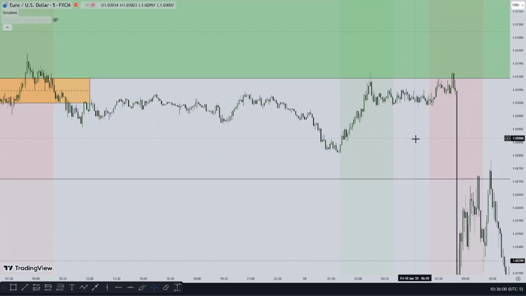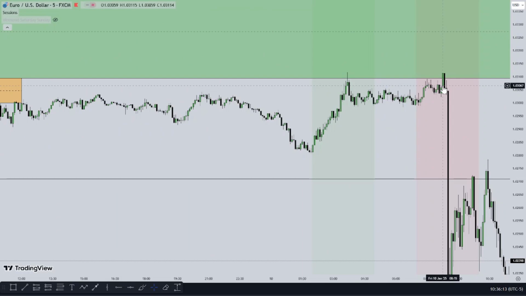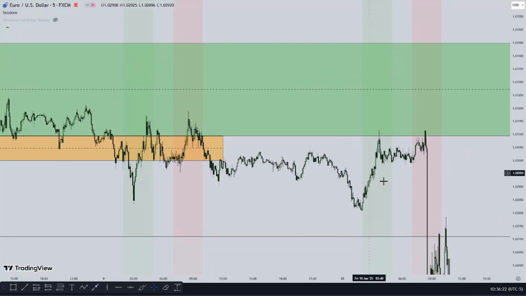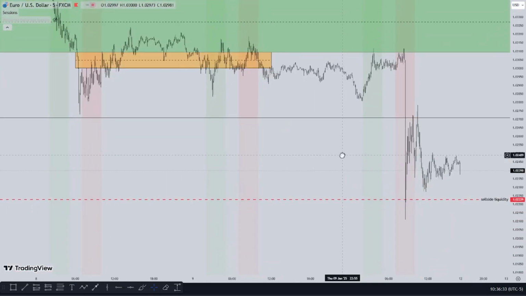Now on Friday, we're looking for a retracement for price to run out the equal high before NFP, but NFP news came out, traded back to the daily fair value gap. Now the green rectangle is the daily fair value gap. Price retraced back to the daily fair value gap, did an impulsive move to our target, where price traded to the sell side liquidity.